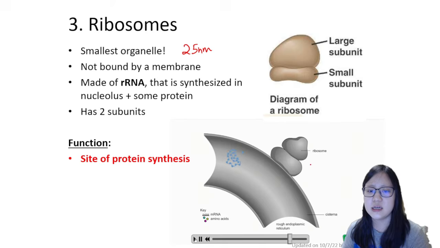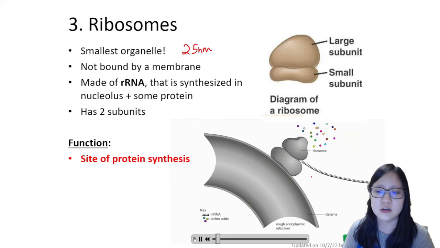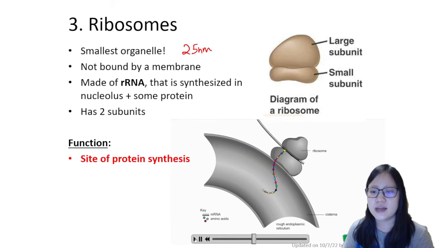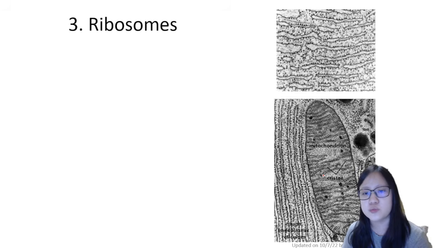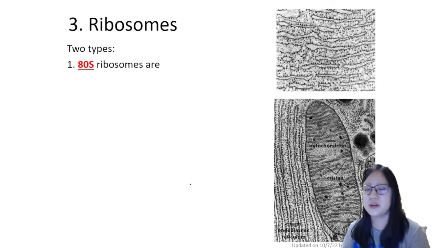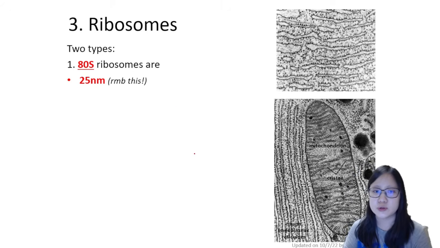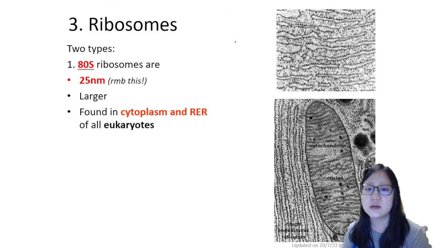And you can see here how it can also sit on the rough endoplasmic reticulum. You can see how the mRNA passes through it, and the amino acids are assembled into a protein, a polypeptide chain, in a certain way. It's pretty cool, right? Now, there are two types of ribosomes actually. The ones that I've been talking about are the 80S ribosomes. They are 25 nanometers. These are the normal ones in the cytoplasm and rough endoplasmic reticulum of all eukaryotes.